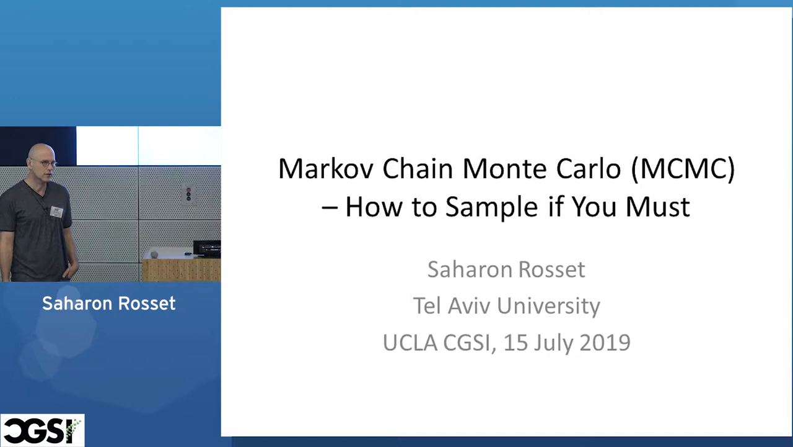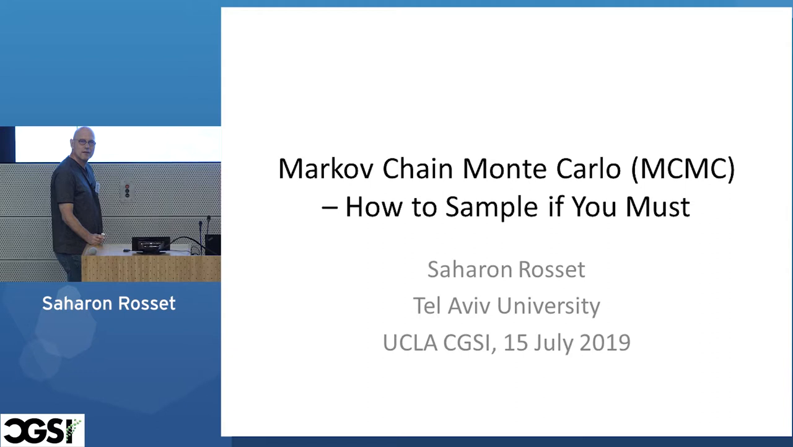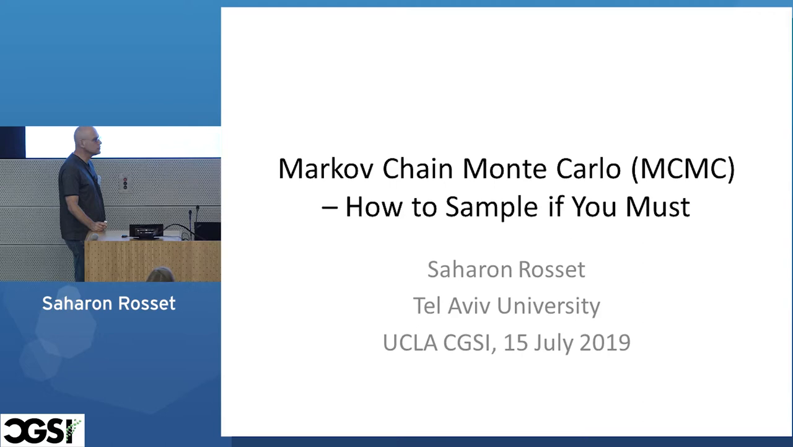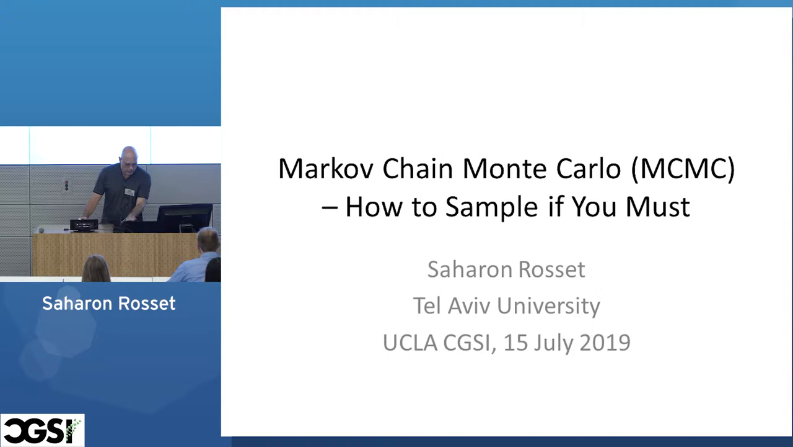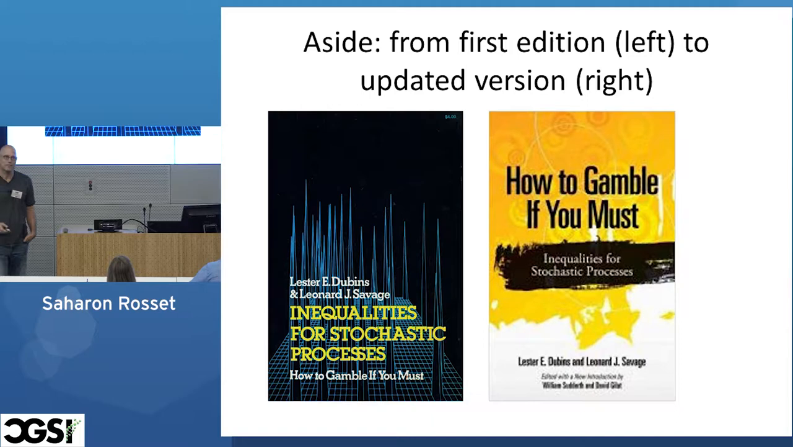But I thought we'd start off with something that's quite a general topic on methodology that's widely applicable in genetics and biology, but also in many other fields. So my talk is about how to sample if you must, Markov chain Monte Carlo. And I really like this idea that sometimes you must sample, so you need to figure out the correct ways of doing it. And that title, How to Sample If You Must, reminded me of something that's only very vaguely related, but I thought it would be fun to start with.